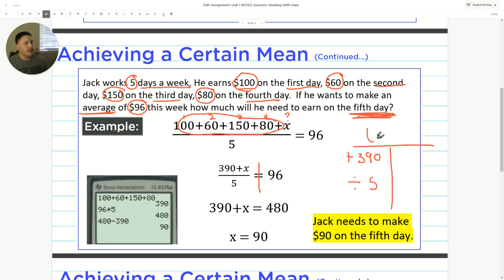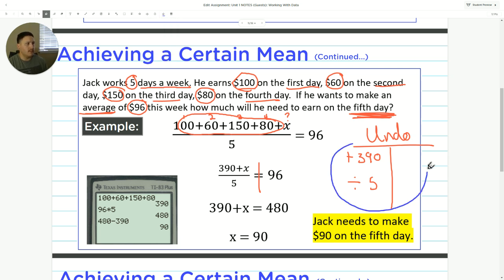Okay? So this is our undo chart. I'm just showing you all this graphic organizer to show y'all what the process is of undoing everything. The first thing that's happening on the X is plus 390. The last thing that's happening on the X is divided by 5. So to solve for X, we're going to go backwards.